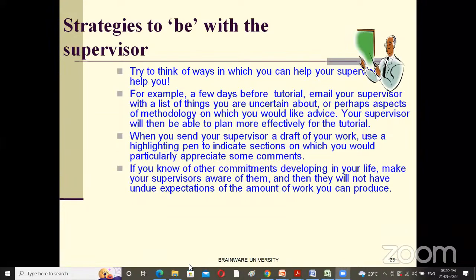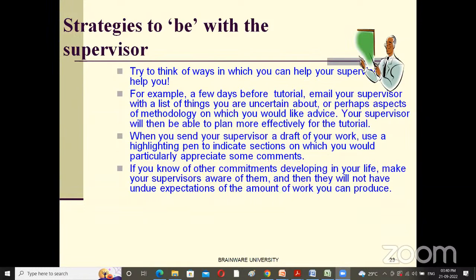Yes, the supervisor will be there while physically defending. Now it is made open by you, not only the supervisor, lots of people will be there, like the students, the scholars, the other teachers of the department, maybe the vice chancellor, the registrar, or the dean, or the secretary of the faculty council. Everybody will be present in the viva voce. So what are the strategies to be with the supervisor?